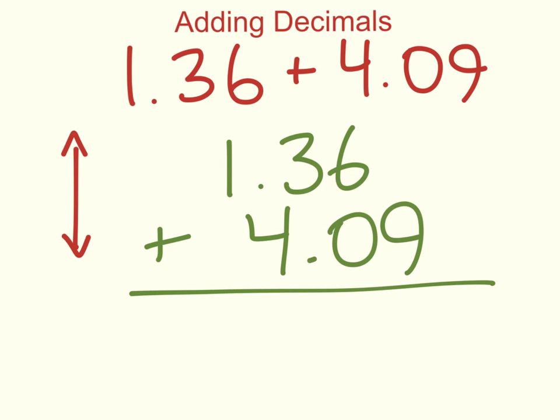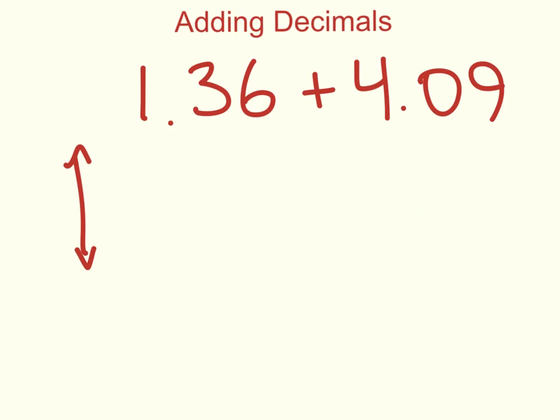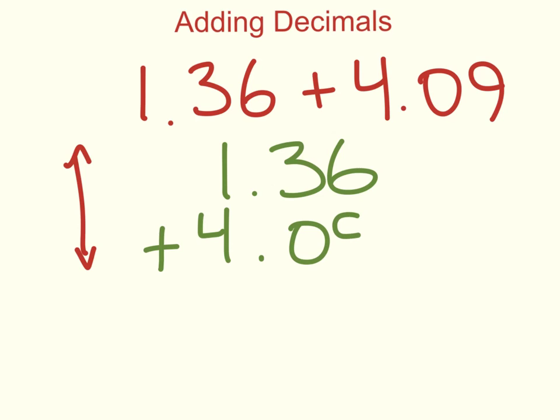Uh-oh, something's wrong. Did you notice what I did wrong? I hope you noticed. I didn't line up my decimals, did I? Look, they're lined up at an angle. We want them lined up right over top of each other. Let me rewrite this. All right. 1.36 plus 4.09.